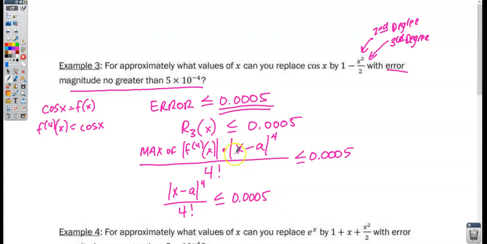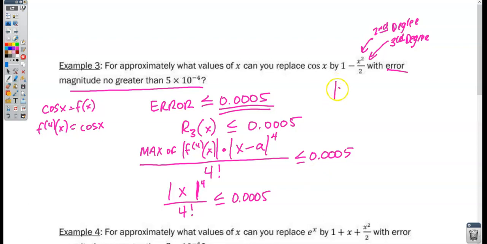Now, our series is centered at a equals 0, because this is a Maclaurin series for the cosine function. So I'm actually going to go back here and change this from x minus a to the fourth over to just x to the fourth, because a is 0. And now I can solve this inequality for x.